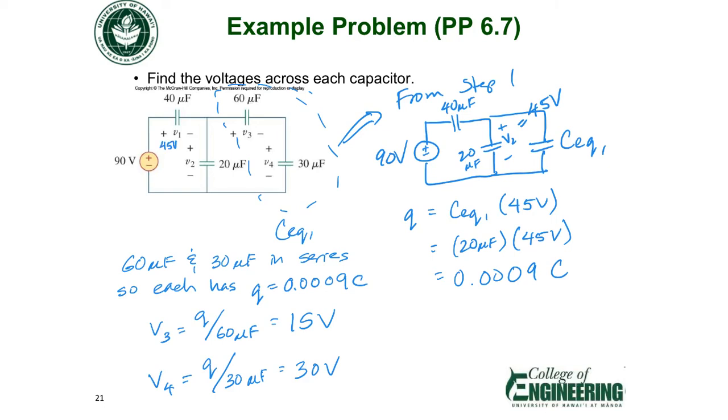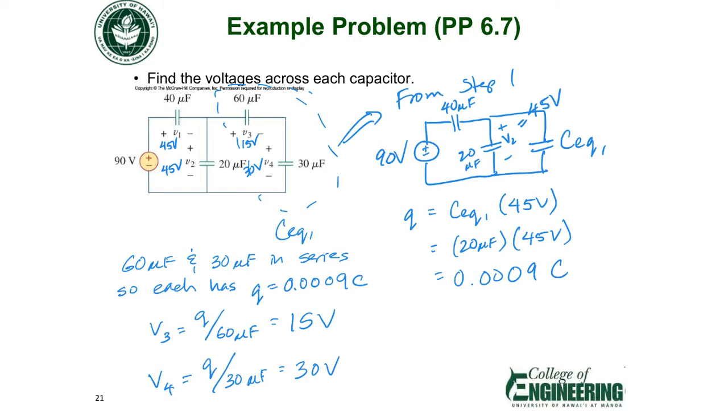Okay, so V1 was 45 volts, V2 was 45 volts, V3 we just found is 15 volts, V4 that we just found is 30 volts. So we can check to make sure that we didn't make any mistakes here by checking the circuit in another way, which would be KVL.